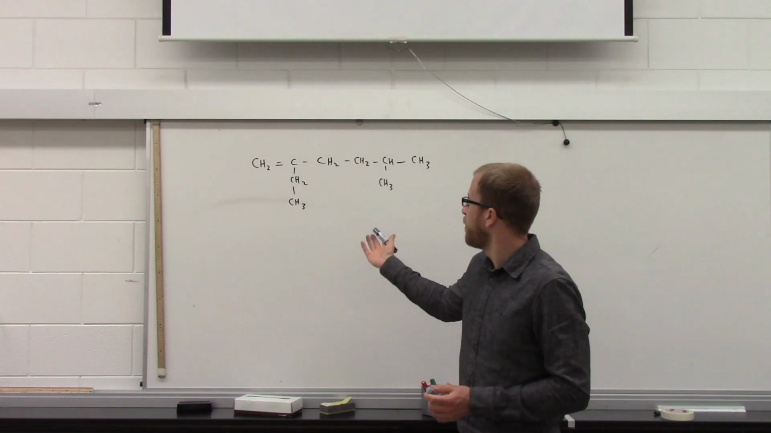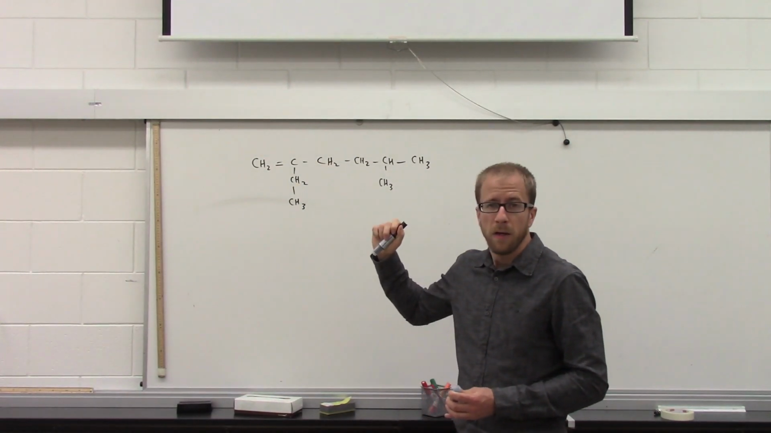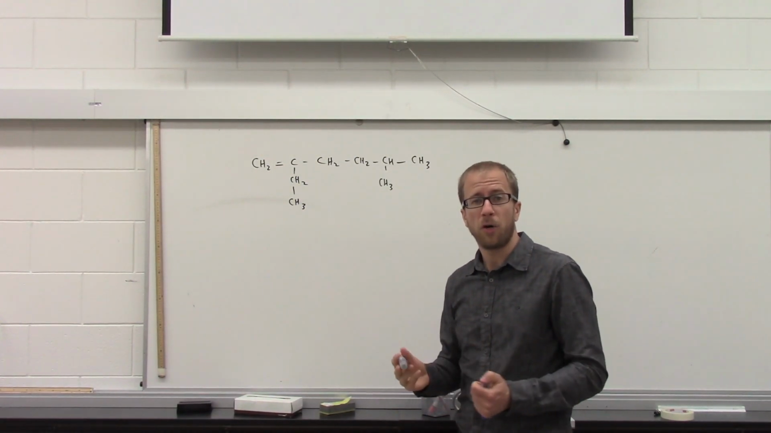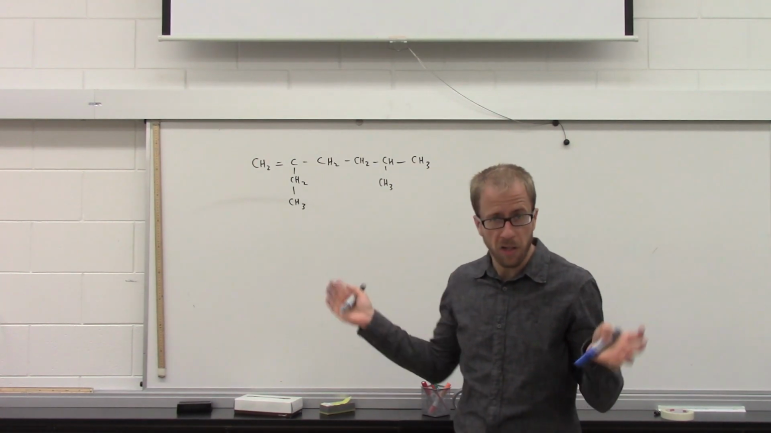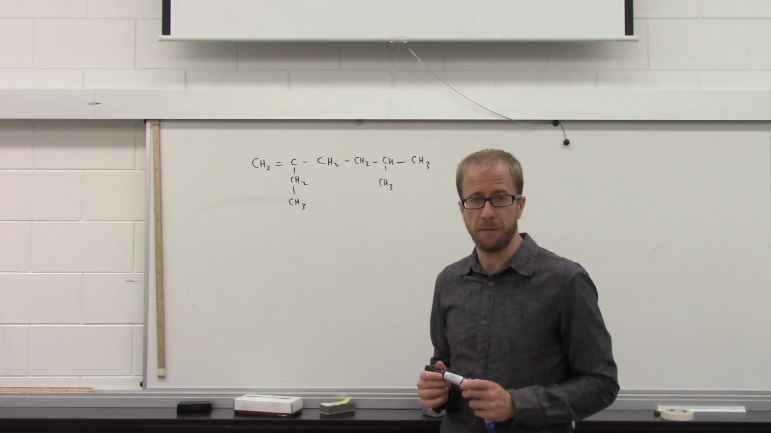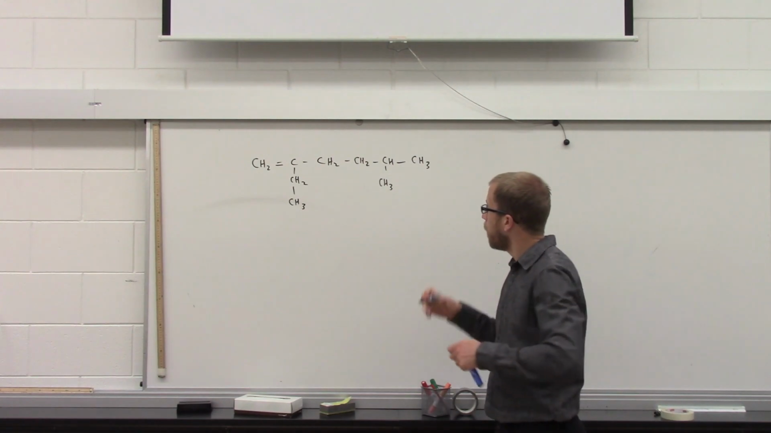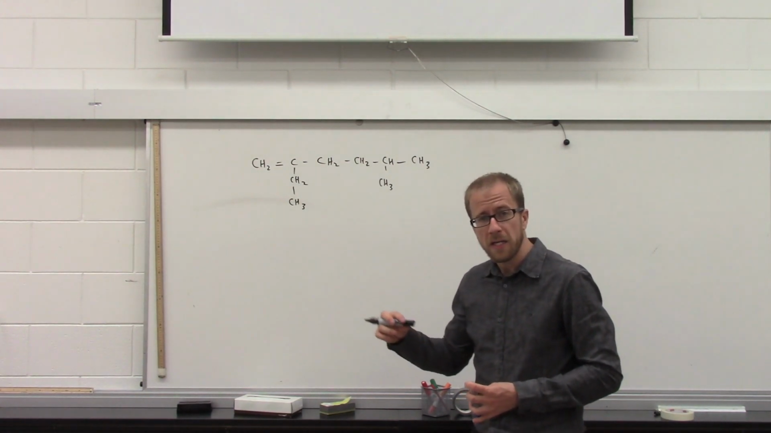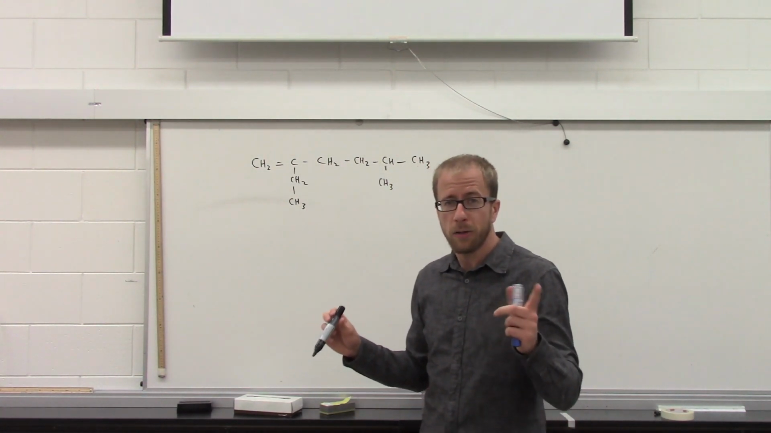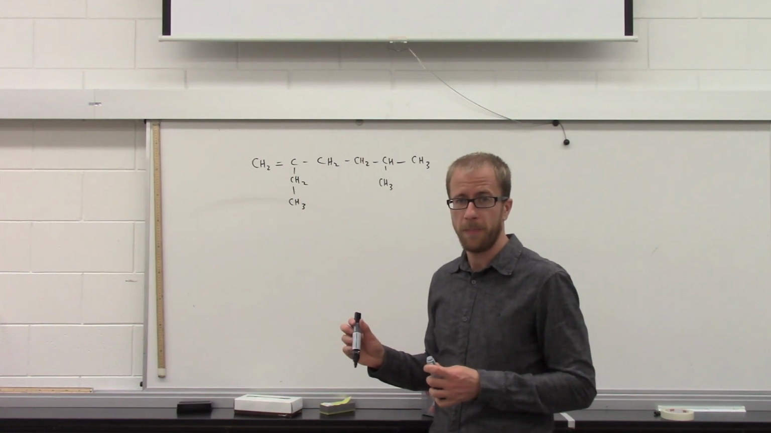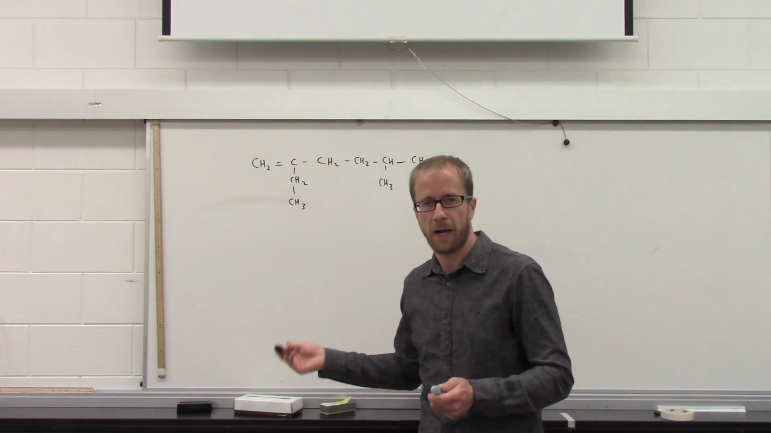So let's do this example together. First up, we need to figure out what is our parent chain, right? The same rules still apply. You always got to find your parent chain first. So, what is our longest chain here that includes our double bond? This is where you need to be a little bit careful.